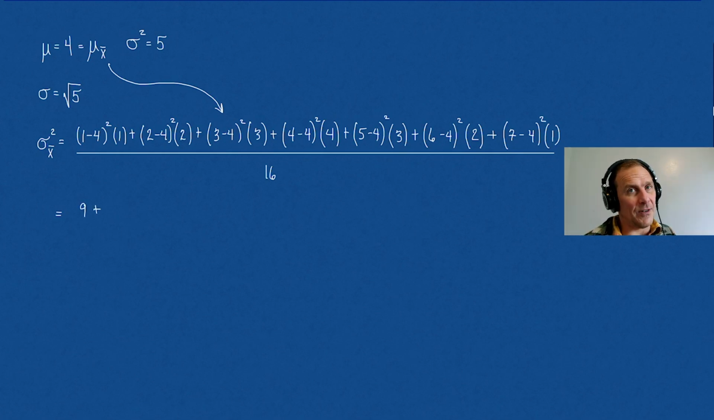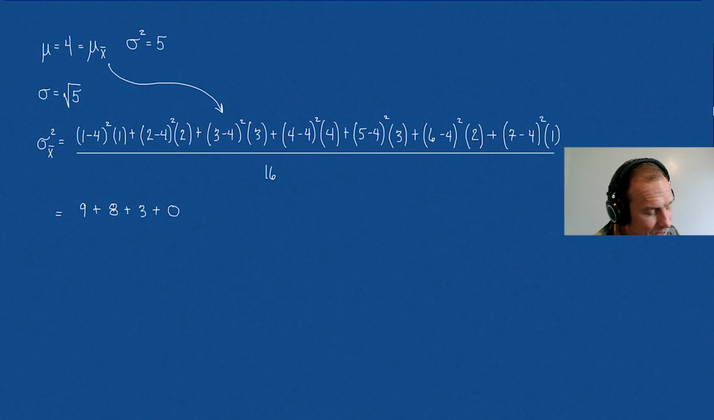2 minus 4 is -2, but you square it to get 4. Multiply it by 2, and you get 8, plus. 3 minus 4 is -1, but we square it, it becomes +1. Multiply it by 3. 1 times 3 is 3, plus. 4 minus 4 is 0. We square it, it's 0. And we multiply it by 4. 0 times 4, that is 0.